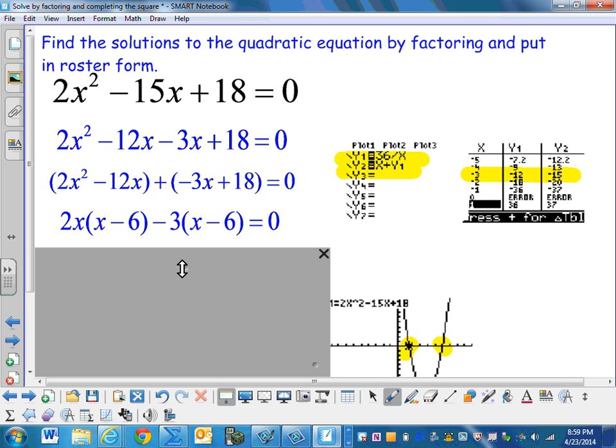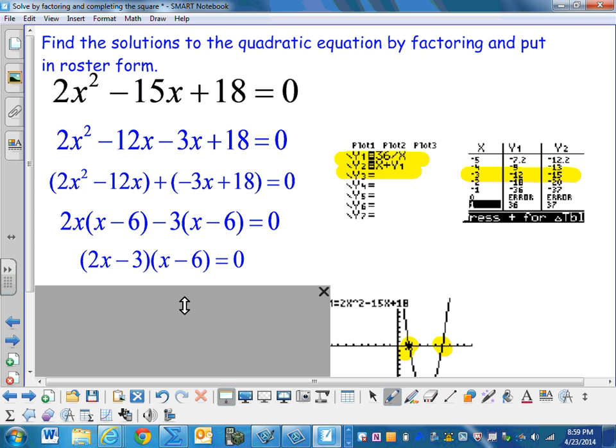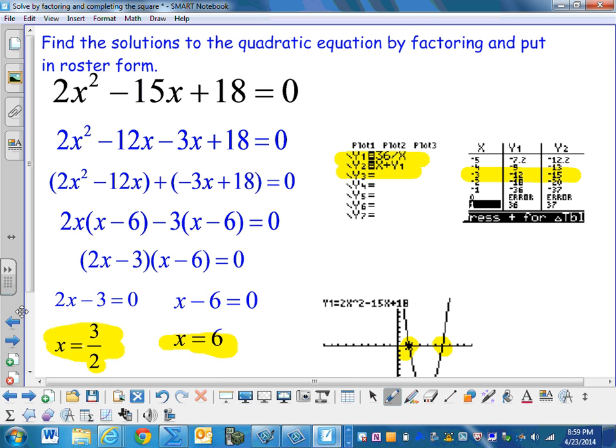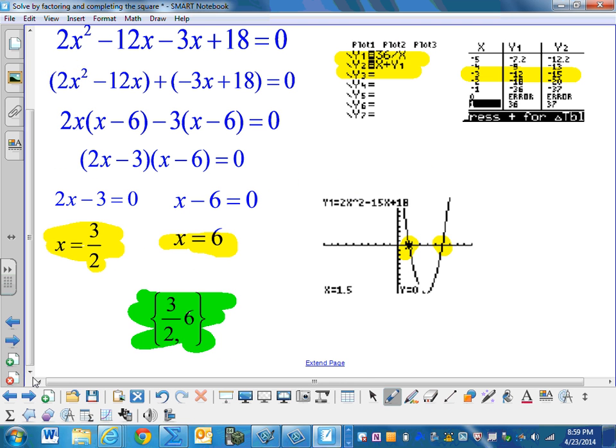Now I'm going to factor the first binomial. 2x times x minus 6. And I'll factor the second binomial. Negative 3 times x minus 6. And that will give me the factored form of 2x minus 3 times x minus 6. Now I'll set it to 0. And x is equal to 3 halves, and x is equal to 6.